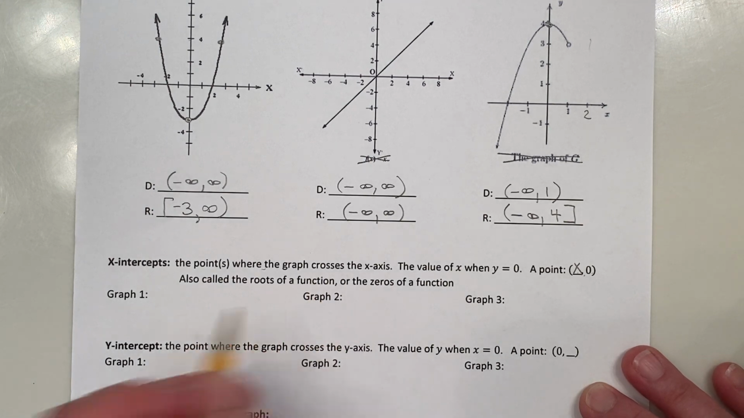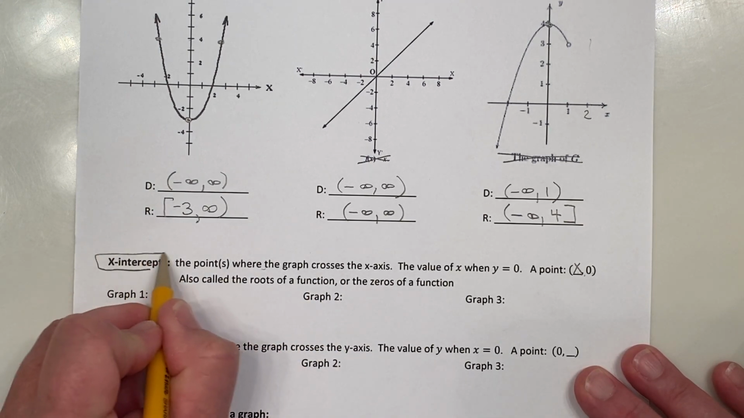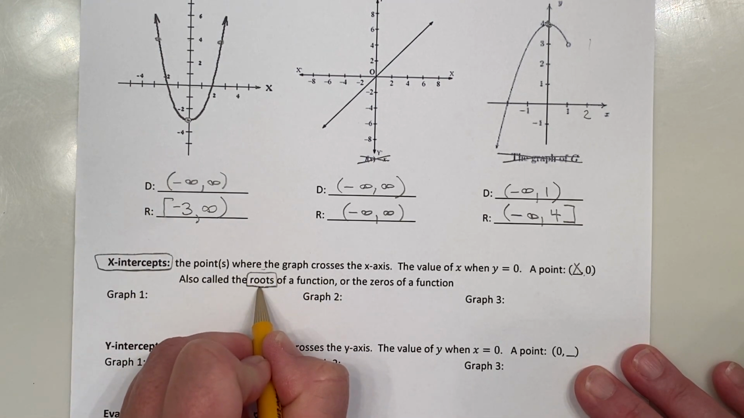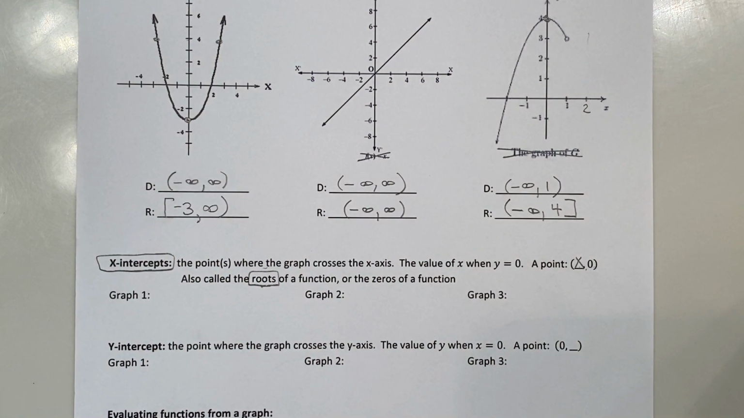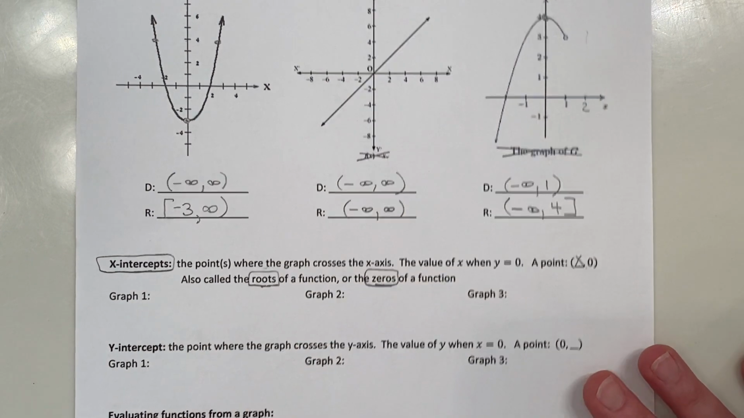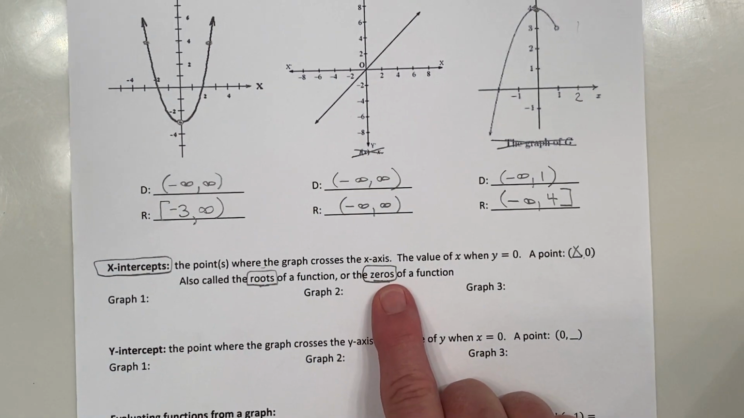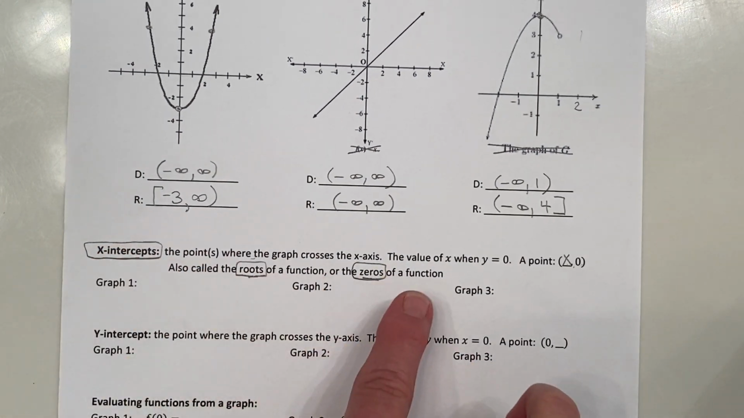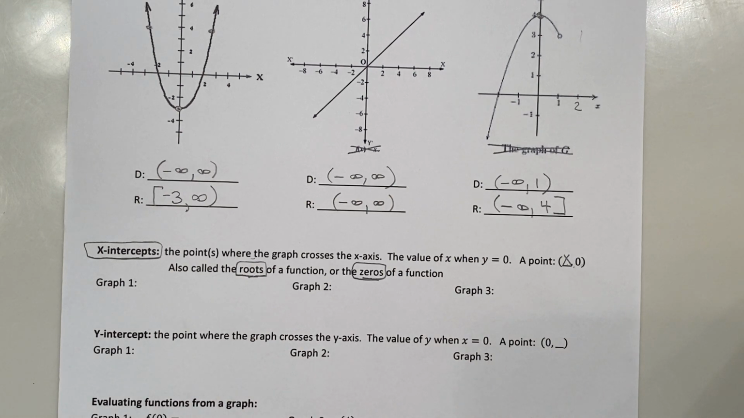Something to think about, because this will come up later, is that x-intercepts are synonymous with roots. If you're asked to find the roots, they're just saying find the x-intercepts. And also the zeros of a function, meaning the y-coordinates are 0. These 3 words are going to be thrown at you, and I don't want you to think that they mean something different. These 3 words mean the same idea.